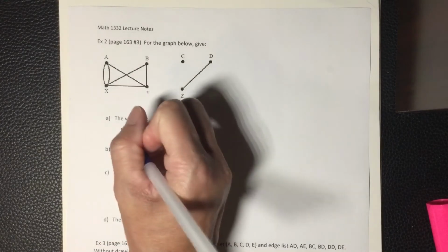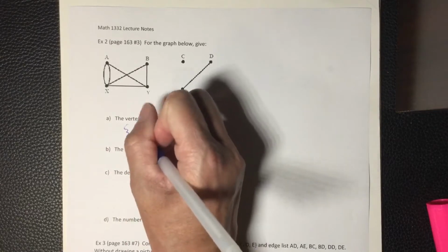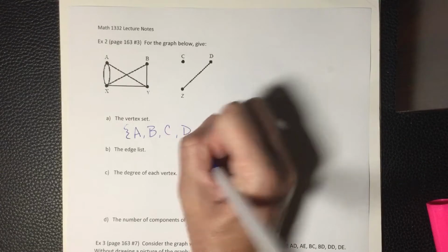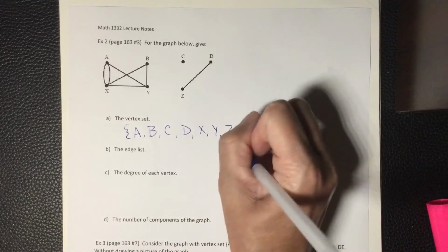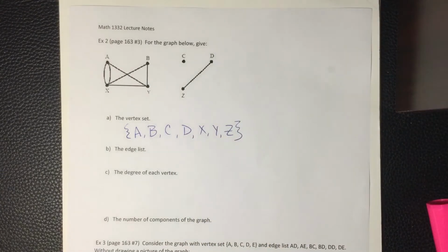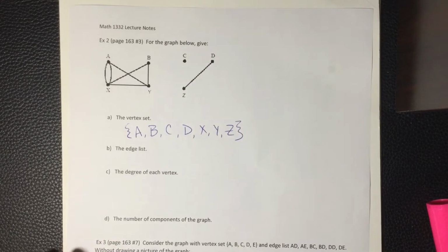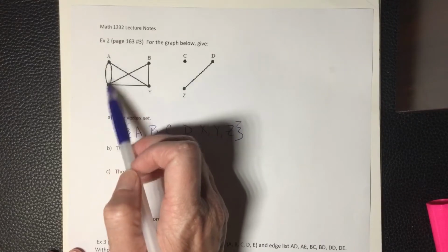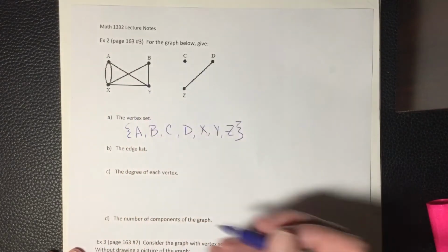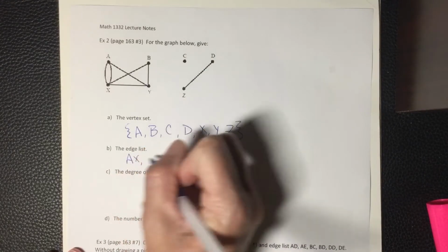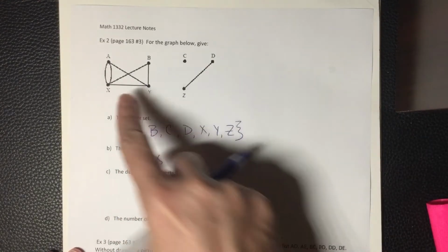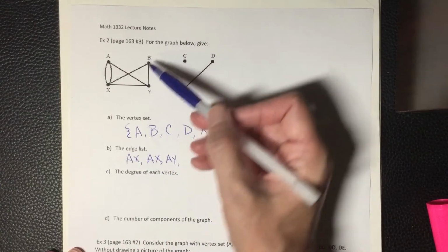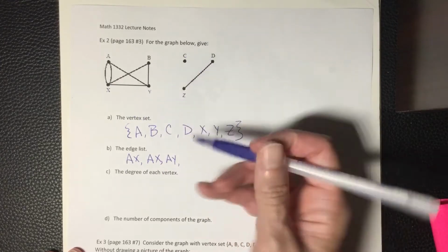So for the vertex set, remember we do this in set notation, which is our curly braces, and we just list the letters A, B, C, D, X, Y, and Z. For the edge list, we want to list all of the edges we see in the graph. So if we just go alphabetically, if we start at A, notice there's two different edges that go to X, so we do have to list those twice. So AX, AX, and A also goes to Y. Moving over to B, we have B to X and B to Y.